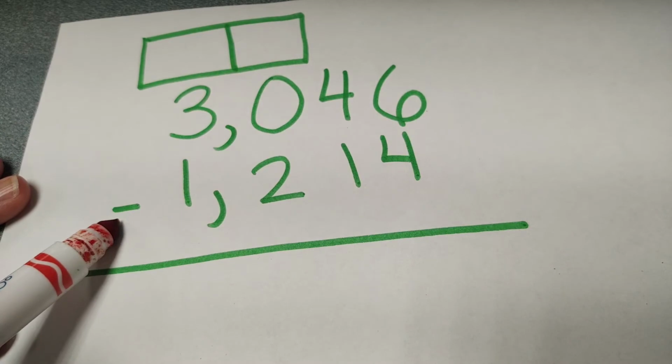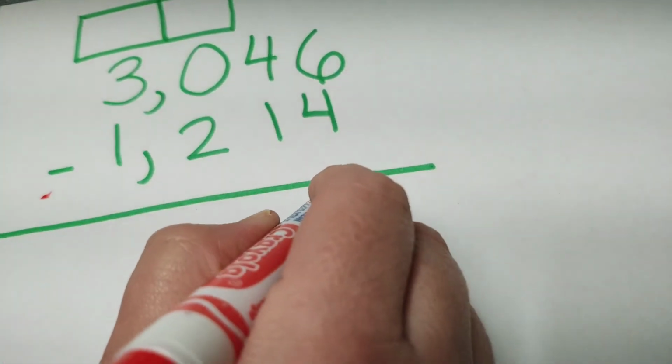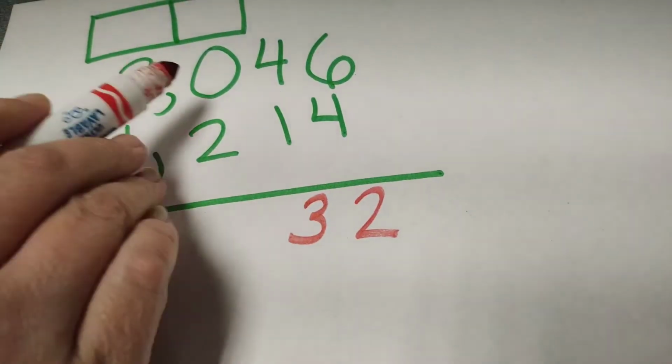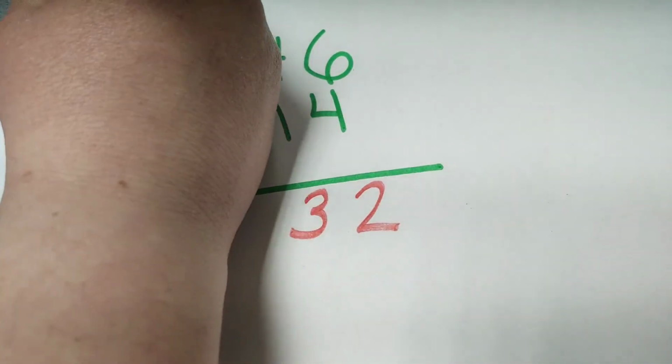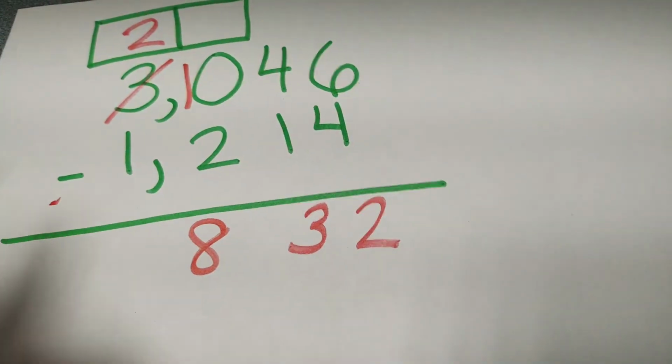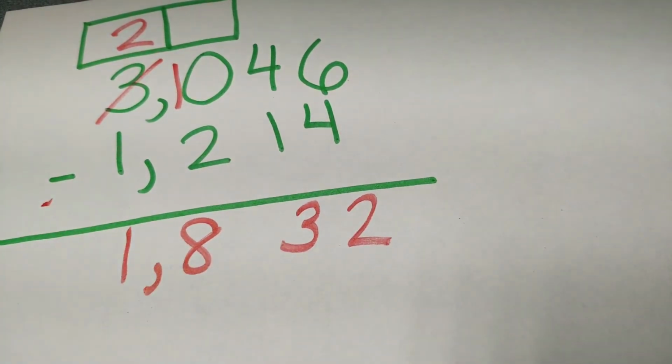And then the last thing, we talked about subtracting when we had to borrow from the thousands place. So always look at our symbol. 6 minus 4 is 2. 4 minus 1 is 3. 0 minus 2, can't do it. So we're going to borrow from our neighbor. So 10 minus 2 is 8. 2 minus 1 is 1. And bring down the comma.